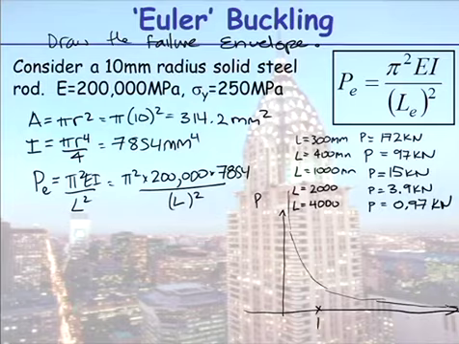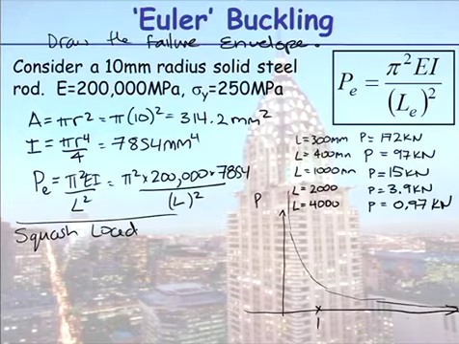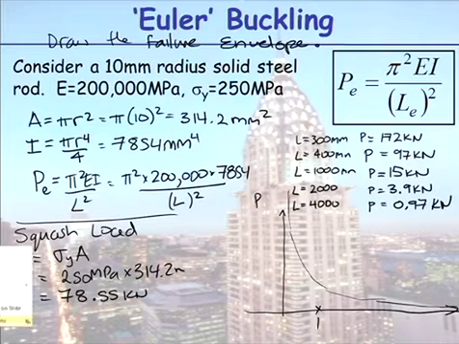But the question is, can my member actually carry 172 kilonewton? Let's calculate our squash load. Our squash load is as it's called. What's the load that will cause it to squash, to yield in compression? So my squash load here is my yield stress times my area, which was 250 MPa times the area I worked out earlier, and that actually gives me a load of 78.55 kilonewtons. So basically I can't reach that 172.